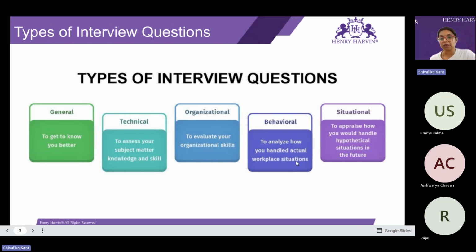Then we have situational questions also, to appraise how you handle hypothetical situations in the future. Unlike behavioral questions, which are about the past, situational questions are future oriented and they test your judgment, your critical thinking, and your problem solving skills.